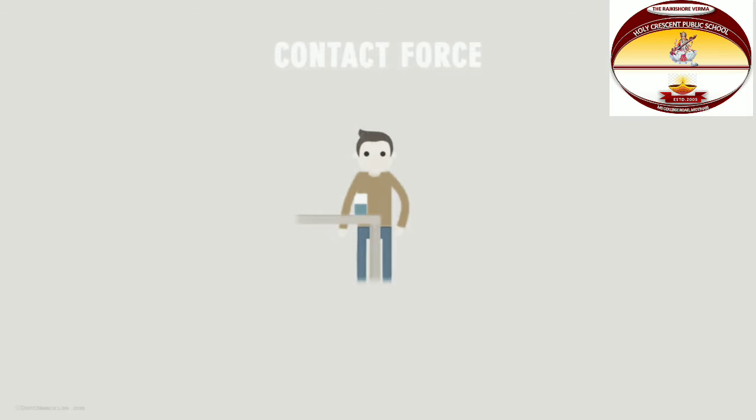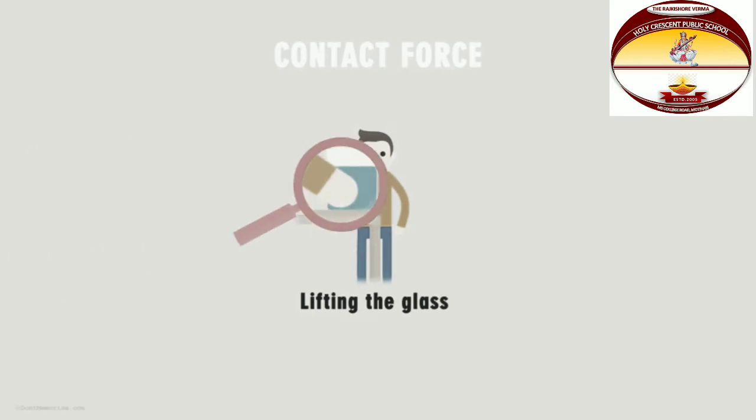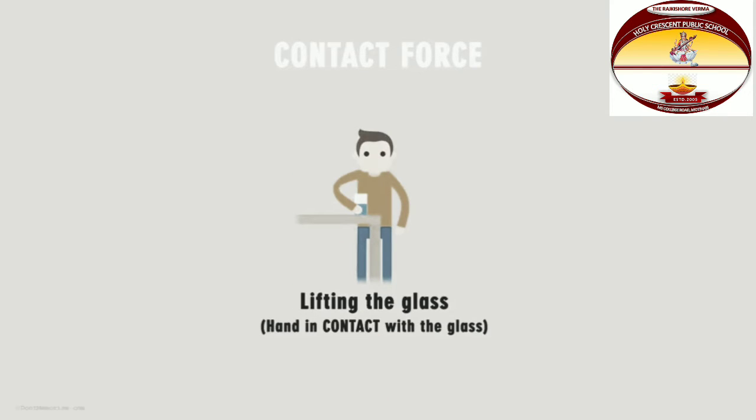Suppose that you're thirsty and there is a glass full of water lying on the table. In order to drink some water from this glass, you have to lift the glass towards your mouth. That is, you have to apply force on the glass. How are you applying this force? You are touching the glass with your hand and lifting it. Here, your hand is in contact with the glass. So the force you're applying on the glass is a contact force.